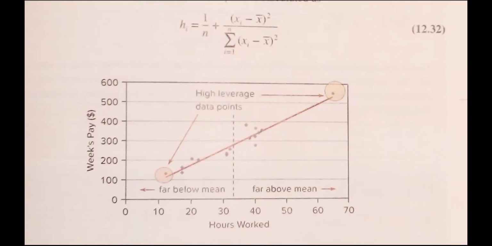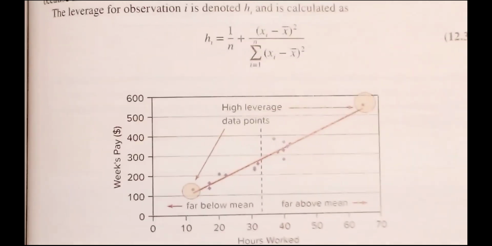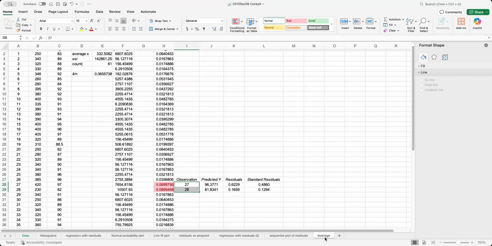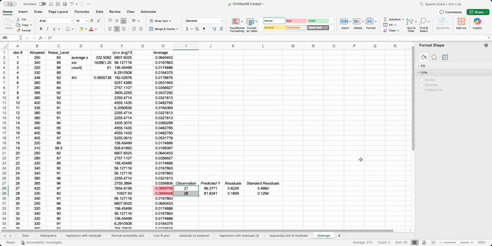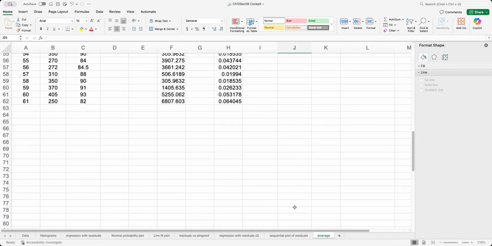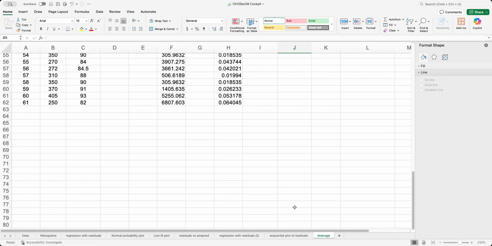Excel does not calculate leverage automatically. Unfortunately for us, if I want to do leverage, I have to do it manually. I did, and it sucks. But in this particular example with all of the cockpit noise idea, there were 61 observations.